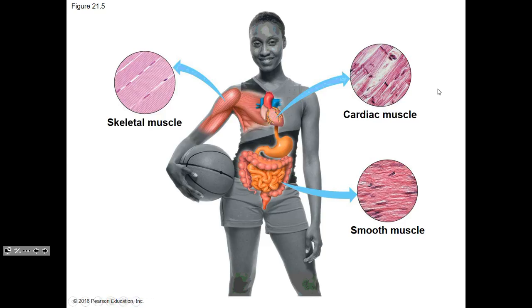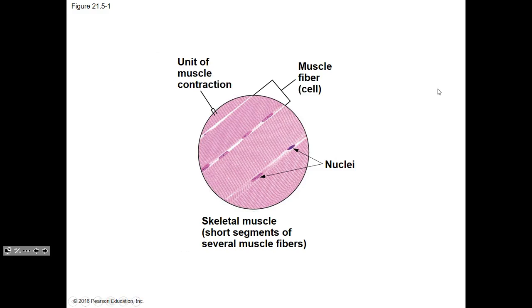So another one that's generally involuntary is smooth muscle. So your intestines are made of smooth muscle. You also don't have to think about, okay, my food is in my small intestine now. I need to squeeze that into my large intestine. Like you don't have to think about that. It's something your body does automatically, thankfully.